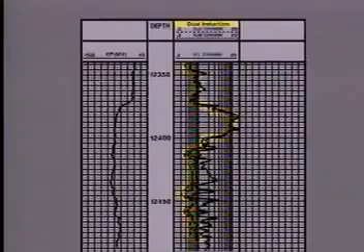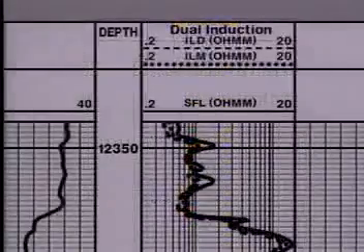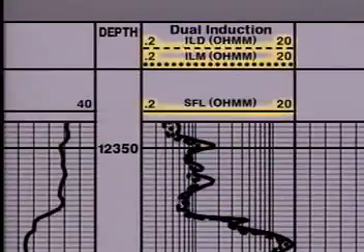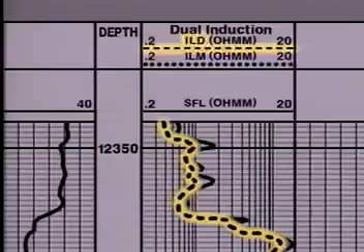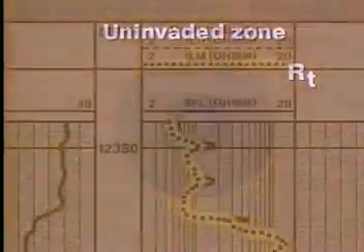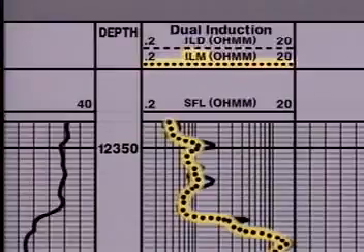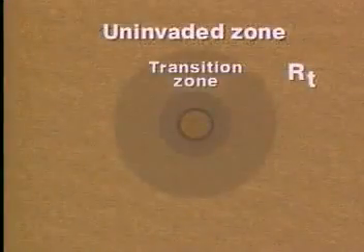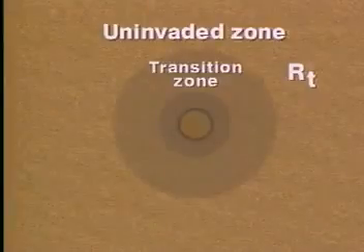Although recorded on a scale up to 2,000 ohms, our curves in this example are displayed on a scale from 0.2 ohms up to only 20 ohms. The dashed curve is a record of the induction log deep device, or ILD, which is designed to read the true resistivity, R sub T, of the uninvaded zone. The dotted curve records the induction log medium device, ILM, which generally measures the resistivity of the transition zone.